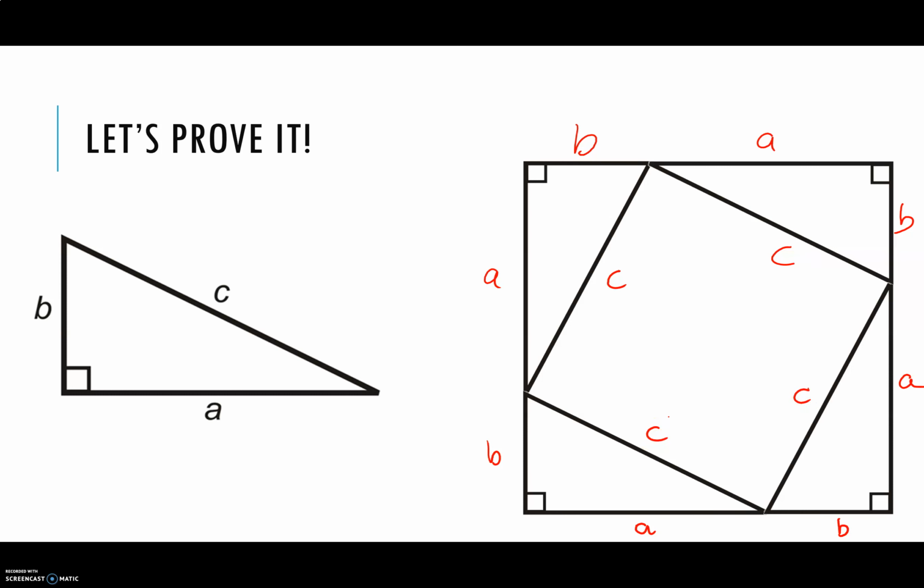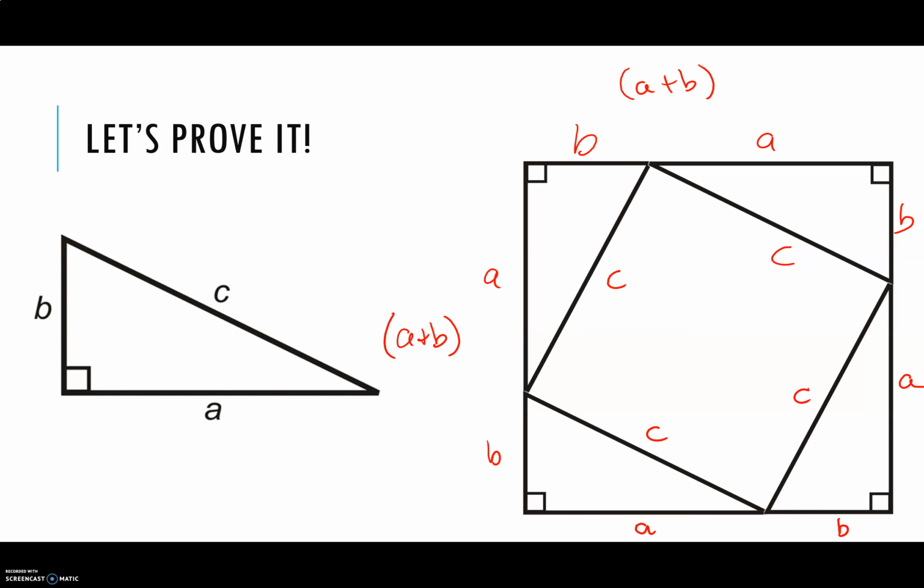Now, there's a couple things we can identify about this picture. The overall big shape is a square. We can see that it's got 4 90-degree angles in its corners. We also see that every side length of this big shape is B plus A, or A plus B. It doesn't matter which order you add them in. So this is a square with side lengths of A plus B. Then we can see the shape on the inside. The shape on the inside is guaranteed to be a rhombus because all 4 side lengths are C. But is it guaranteed to be a square as well?